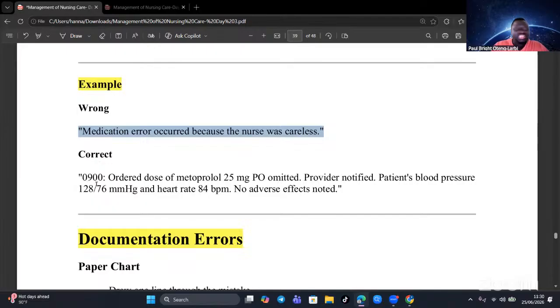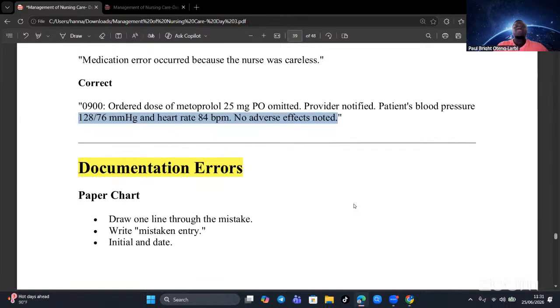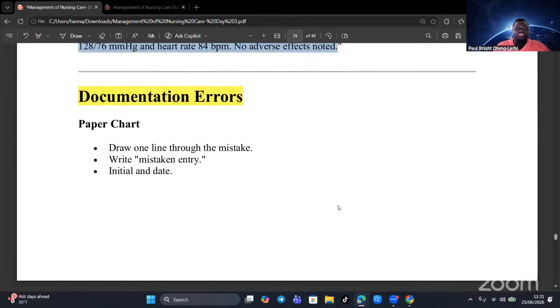The correct way you should say it is that at 9 o'clock, specific time, ordered dose of metoprolol 25 milligram omitted. Provider was notified. Patient's blood pressure so and so and heart rate so and so. No adverse effect noted, or whatever was done. Or according to RN so and so, initials. So you are a nurse. Sometimes you go to work, you are the nurse and at the same time the manager, especially night shifts and weekends. That is why every nurse should learn what? The management of care.